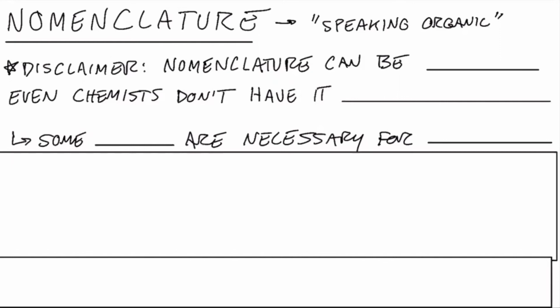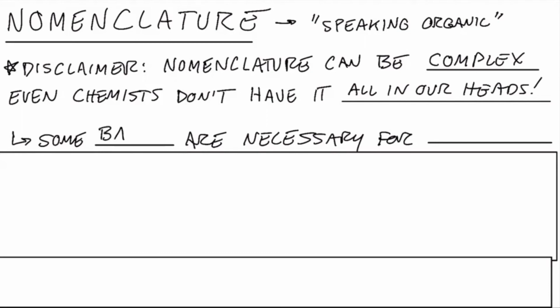So I want to give a little bit of an introduction and disclaimer to this part of the unit: chemical nomenclature can be really complex. There's a lot going on. There's a lot of different types of atoms and functional groups and molecules, so it gets to be a lot really fast. And I just want to throw out there that not all chemists have it all in their heads at any given time. We know some of the basics, but a lot of the time we'll use programs to help us name things or look them up.